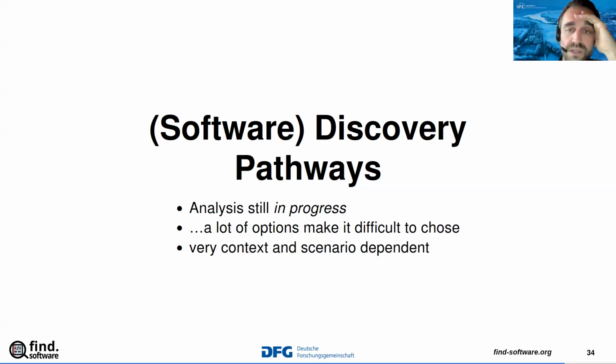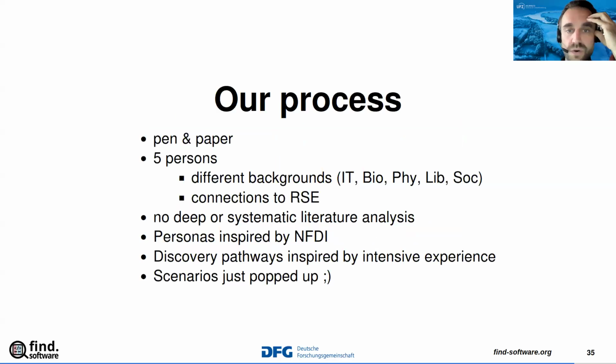So what are the takeaways from this analysis of different software discovery pathways? Basically there are a lot of options as I've shown, and these options make it difficult to choose. So it's always a question of context and scenario where you would actually start with your discovery process in a way.